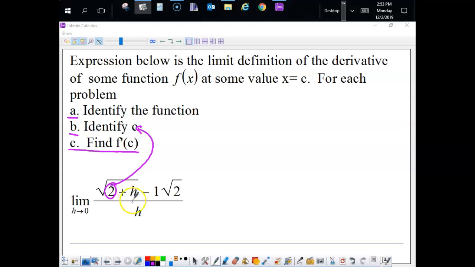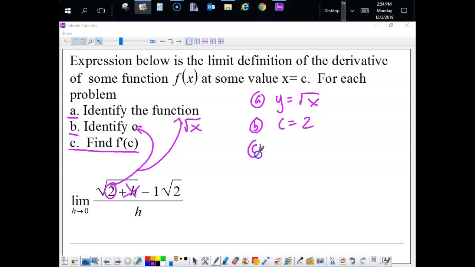And if you cross off the h and replace the number with an x, that will tell you what the function was. So if you replace the number with an x and get rid of the h, that will tell you what your function is. So for part A, my function is y equals the square root of x. And for part B, the c value that we're finding the derivative at is 2.